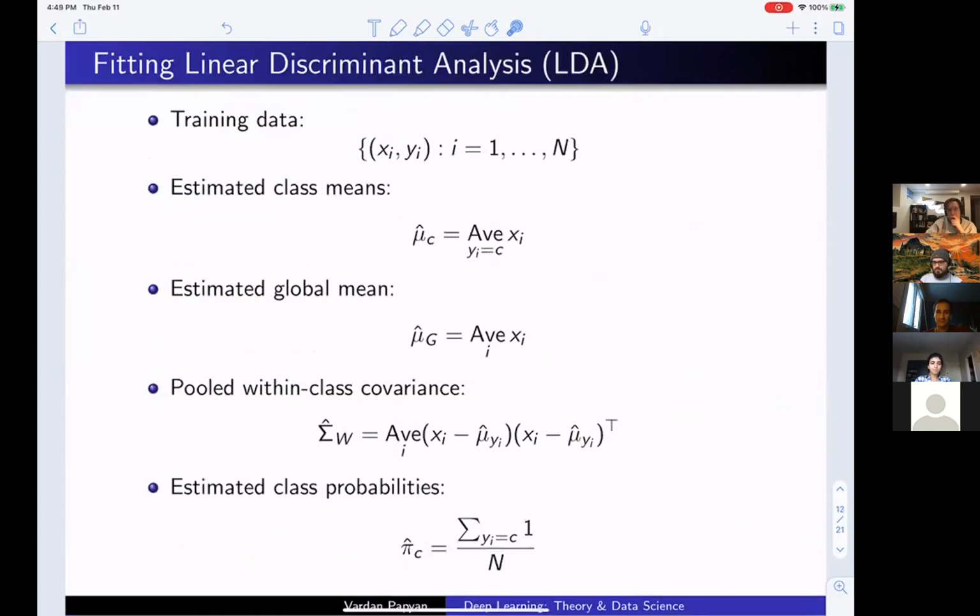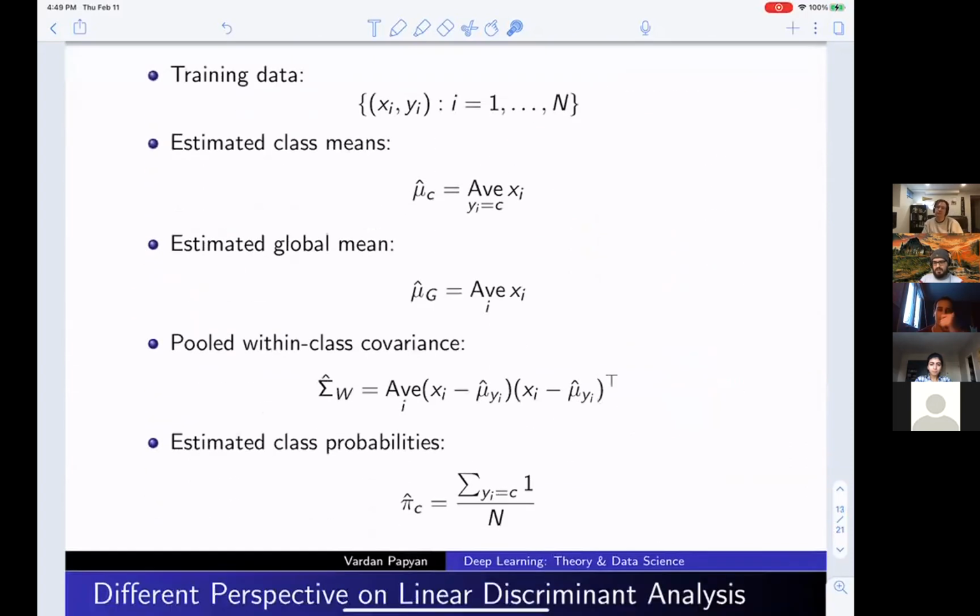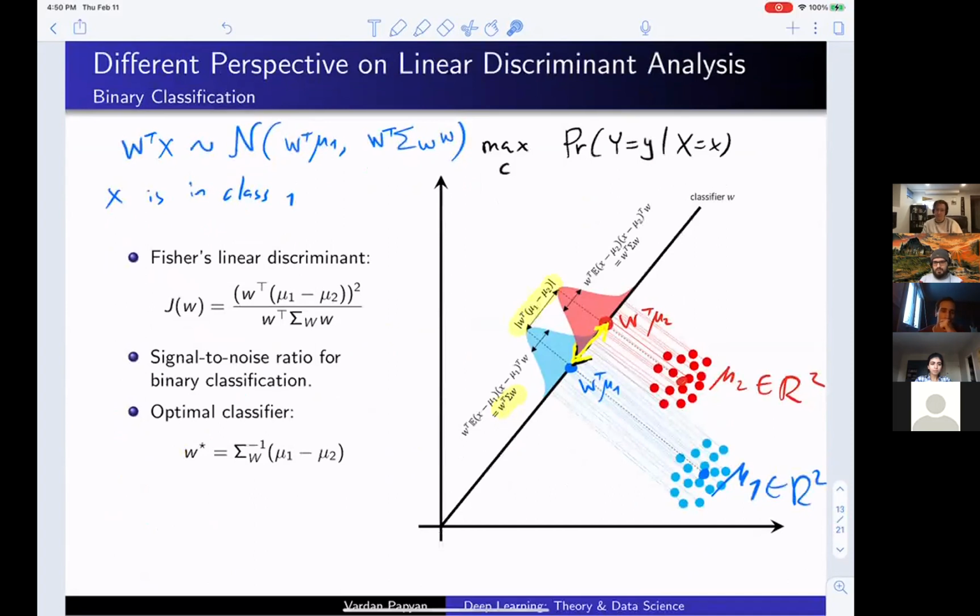So if you see here, the classifier is just connecting the two class means after you transform them by sigma W to the minus half, right? So the classifier for linear discriminant analysis is sigma W to the minus half multiplied by mu1 minus mu2. And you can think of this classifier as just maximizing the signal to noise ratio written here.